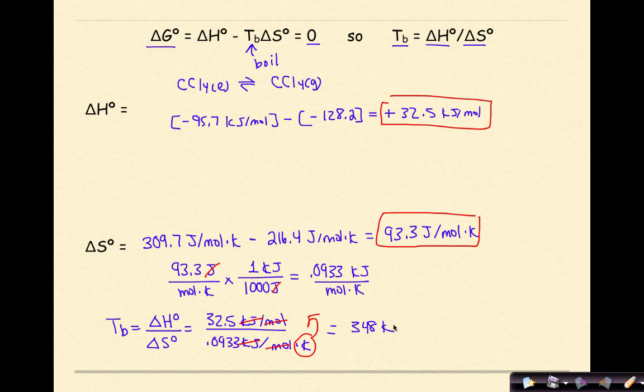348 Kelvin. So this is an example of how you can find the temperature at the boiling point, where we know that delta G at standard state is going to equal 0 because we're at equilibrium during this phase change, and by using delta H at the standard state and delta S at the standard state values to represent those, as long as we keep our units consistent, we can calculate the temperature at the boiling point.